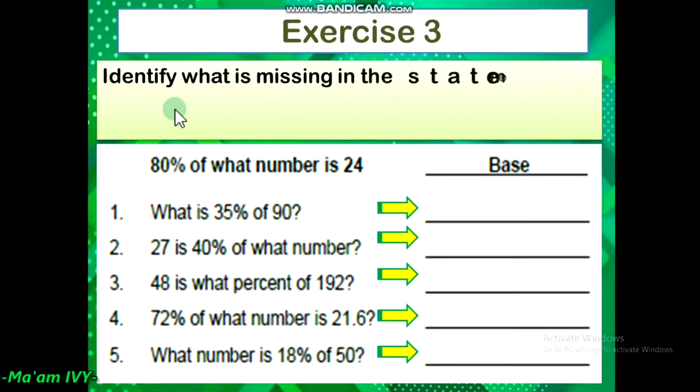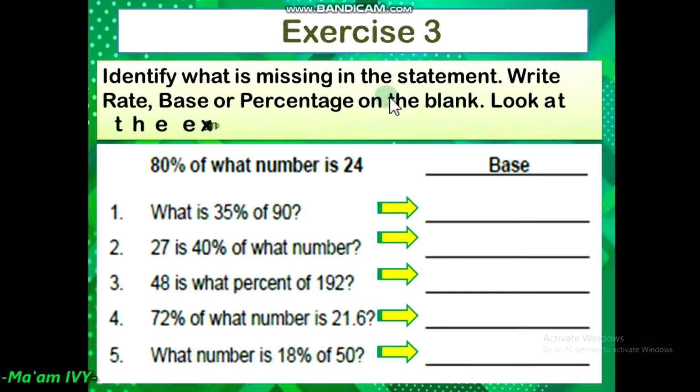In exercise 3, we are going to identify what is missing in the statement. Write rate, base, or percentage on the blank. Look at the example below. Our example is 80% of what number is 24. We have here 80%, of course, this is our rate. And 24 is our percentage. So what is missing is our base. That is why we write the word base on the blank.